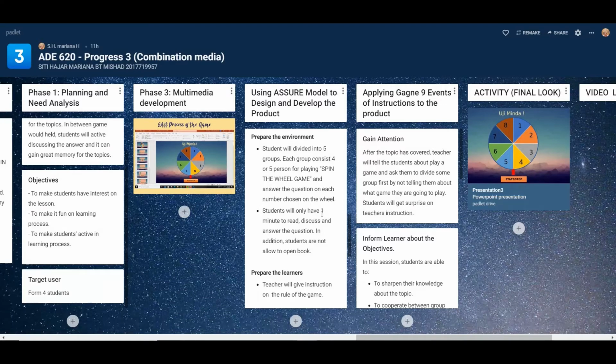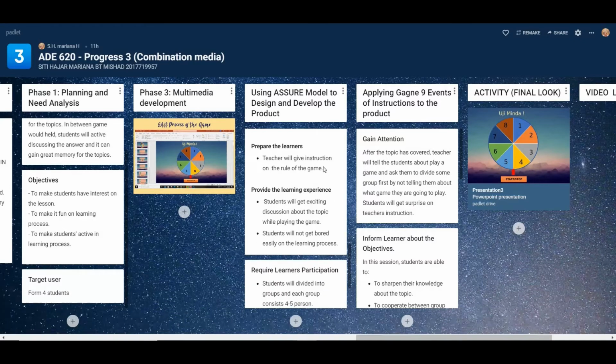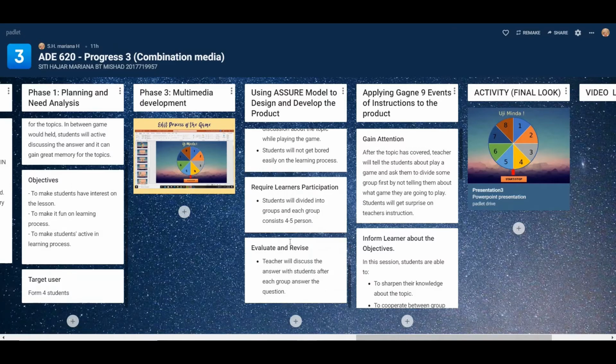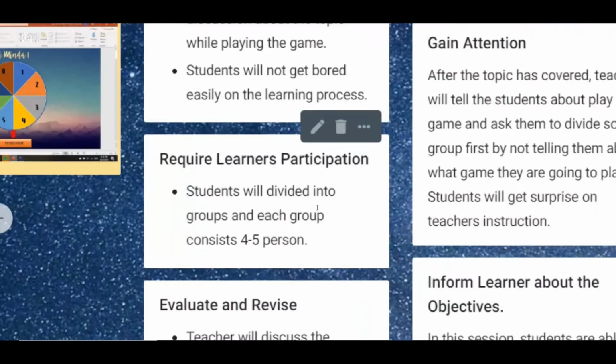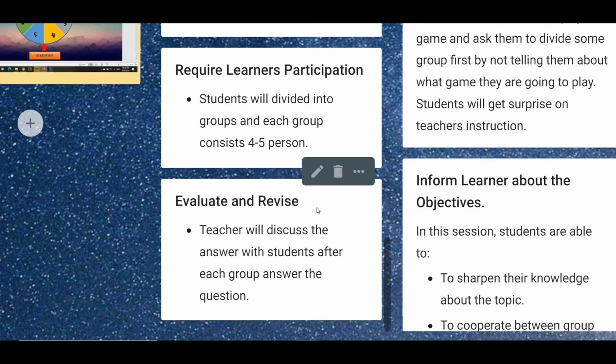Okay, next is prepare the learners. The teacher will give instruction on the rules of the game. It is a common thing before playing a game, right? And then to provide the learning experience, students will get an exciting discussion about the topic while playing the game, and students will not get bored easily in the learning process. So here is the required learners participation. Students will be divided into groups, and each group consists of 4 to 5. Okay, they evaluate and revise.